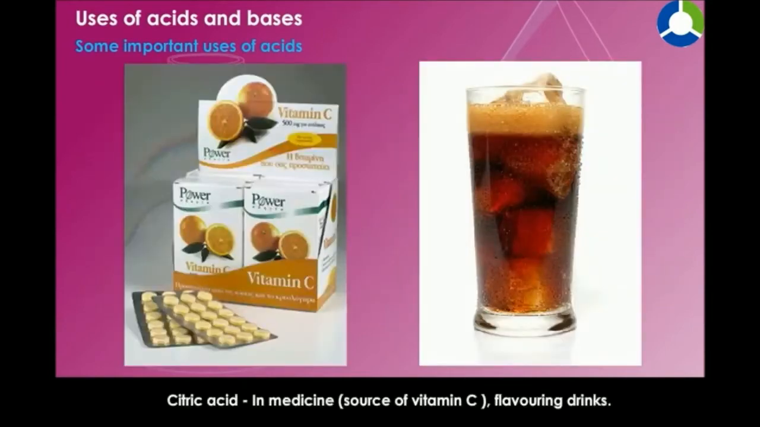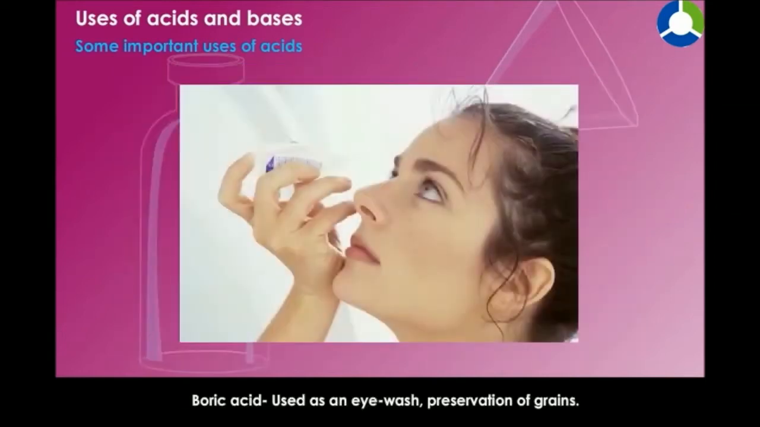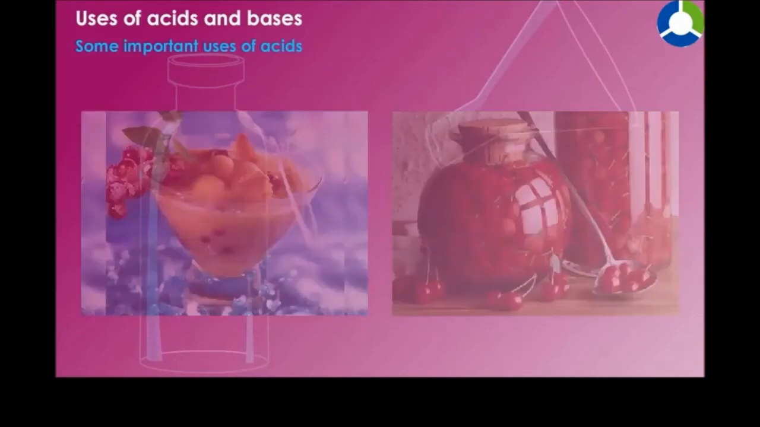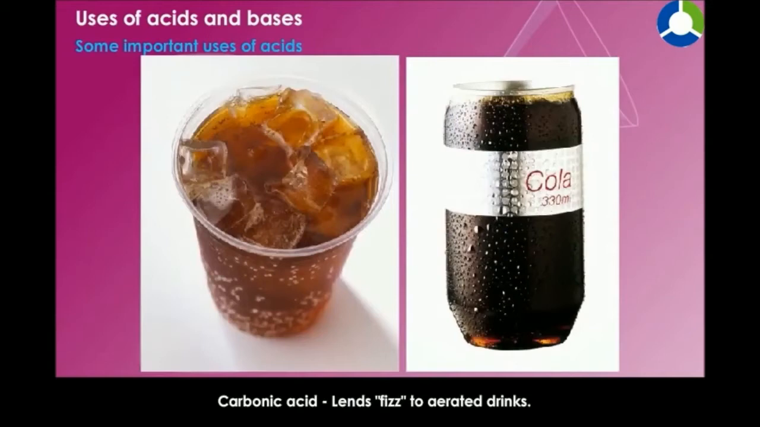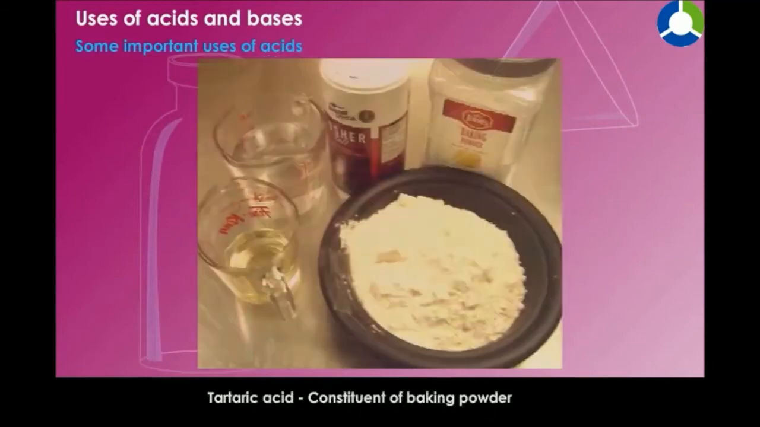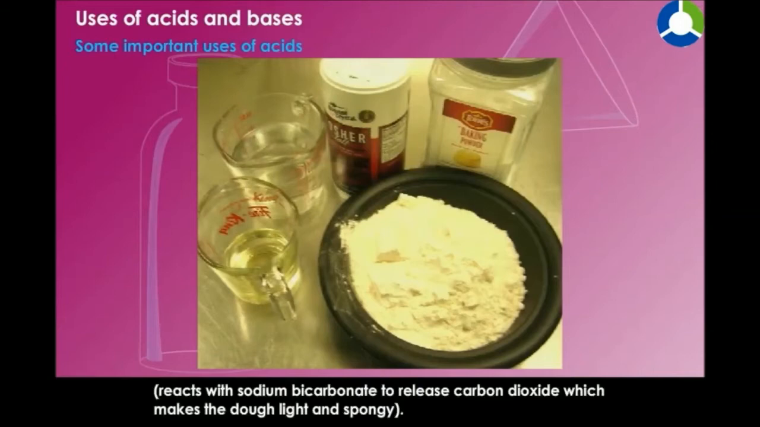Citric acid: in medicine, source of vitamin C, flavoring drinks. Boric acid: used as an eye wash, preservation of grains. Acetic acid: flavoring food, food preservation. Benzoic acid: food preservation. Carbonic acid: lends fizz to aerated drinks. Oxalic acid: in ink stain removers. Tartaric acid: constituent of baking powder, reacts with sodium bicarbonate to release carbon dioxide, which makes the dough light and spongy.